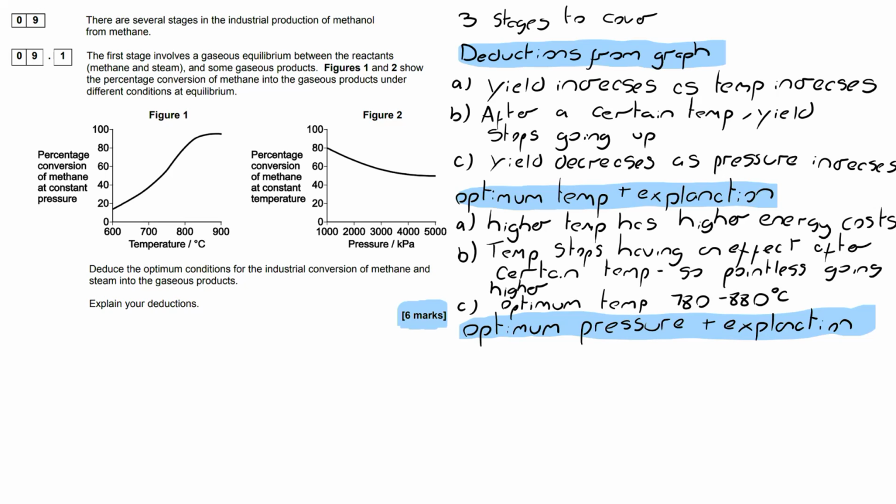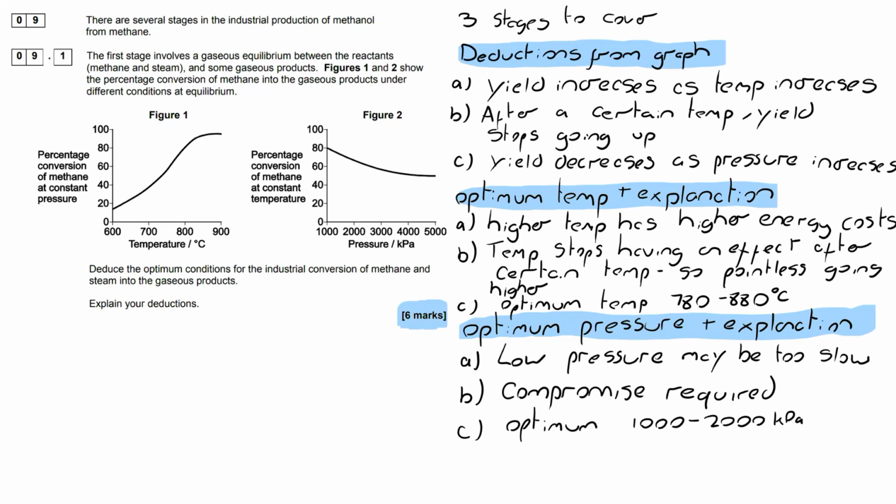In terms of the optimum pressure and explanation, we can see here that we have a compromise once again. It might be that we do go to a lower pressure. We know a lower pressure gives us a higher yield, but a lower pressure might bring the rate of reaction down far too much for it to be feasible. So we have to make that compromise. And again, if we're looking for an optimum pressure, the acceptable answer here was somewhere within the range of 1,000 and 2,000 kilopascals, the higher end of the range on the graph that's provided.